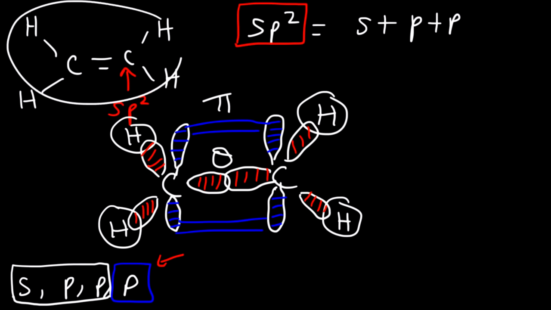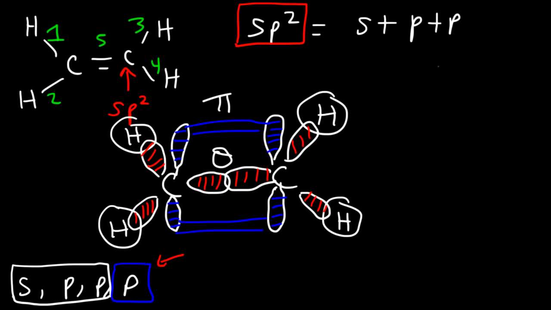So looking at this molecule, we have a total of 5 sigma bonds. 1, 2, 3, 4, 5. And since we have one double bond, we have one pi bond. So in blue we see the pi bond, and in red we can see the sigma bonds. Here's 1, 2, 3, 4, 5 sigma bonds.